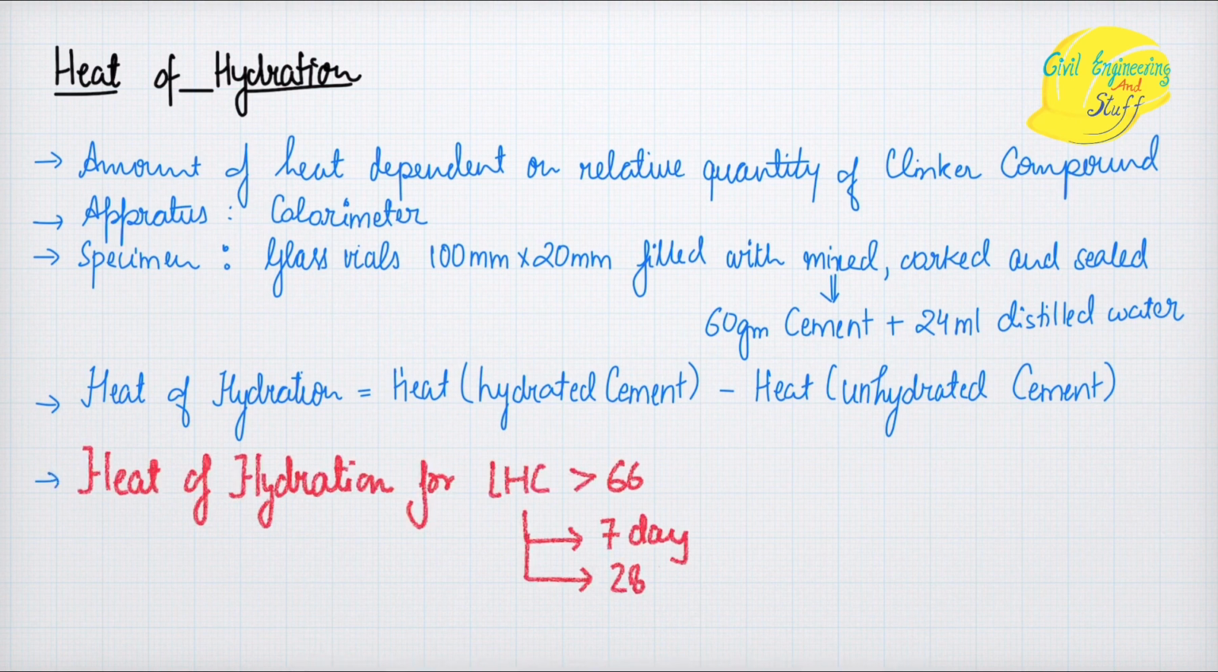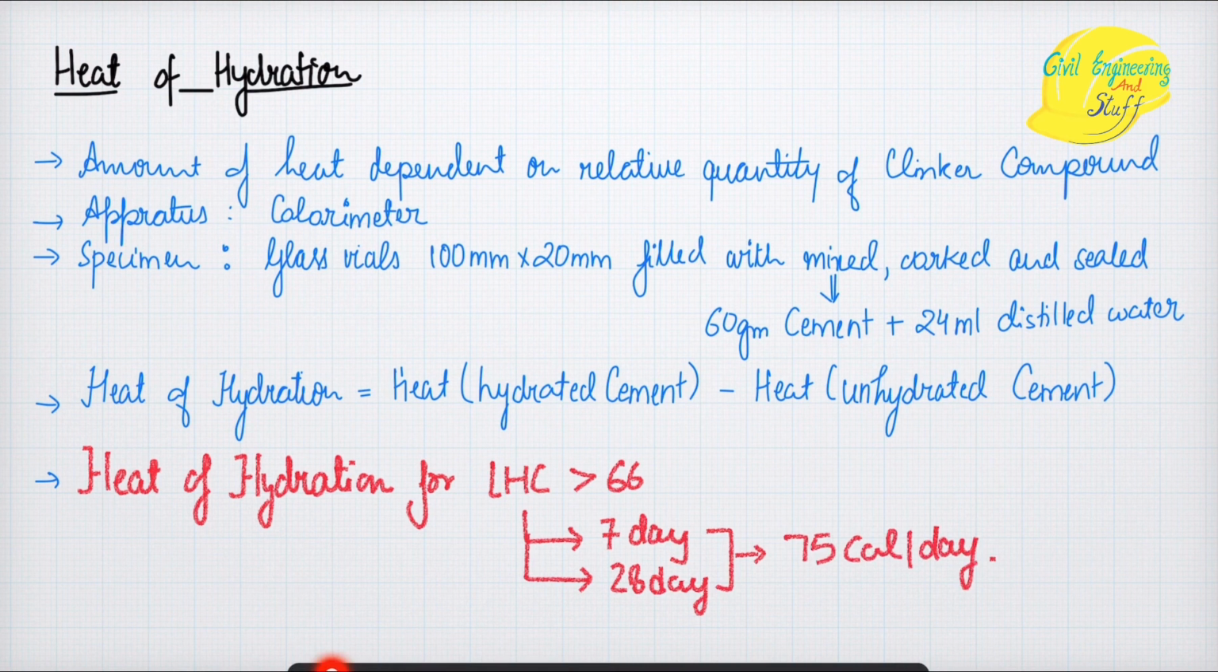The heat of hydration for low heat cement should be greater than 66 calories per day. For 7 days and 20 days, it should be 75 calories per day.